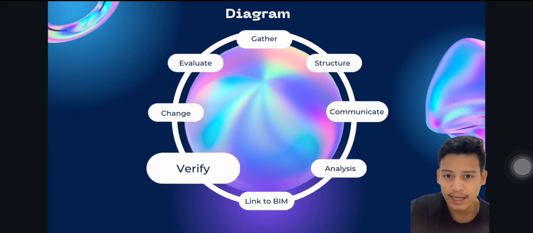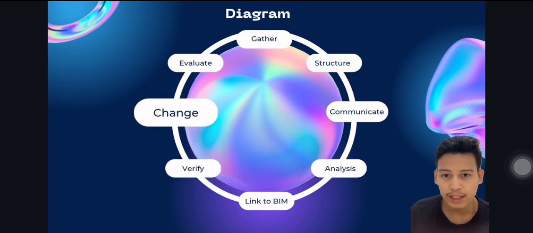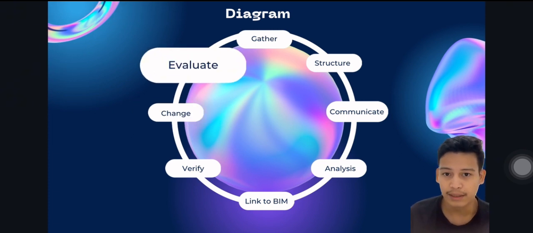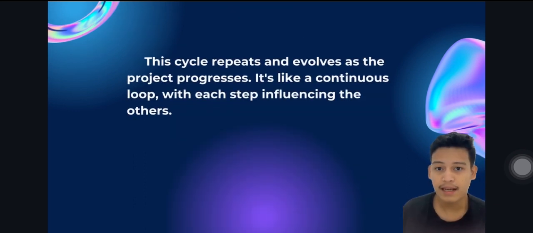The next one is change. It means to manage any alteration or updates to the requirements. Lastly is the evaluate. It means to assess how well the project is meeting the requirements and objectives. This cycle repeats and evolves as the project progresses. It is a continuous loop with each step influencing the others.